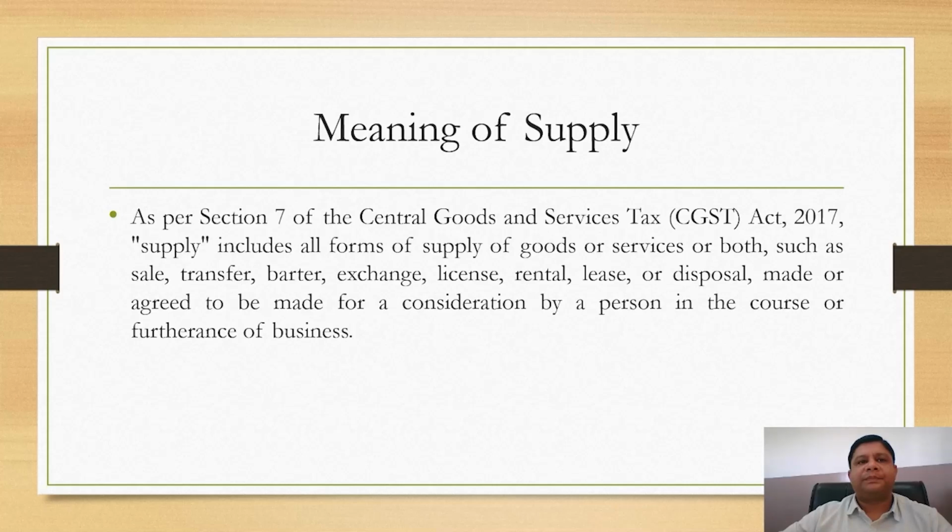The definition of supply encompasses both taxable and non-taxable transactions, including goods and services, and even transactions without consideration, such as free samples and gifts made in the course of business. Supply includes all forms of supply of goods or services, such as sale, transfer, barter, exchange, license, rental, lease, or disposal, made or agreed to be made for consideration by a person in the course or furtherance of business.